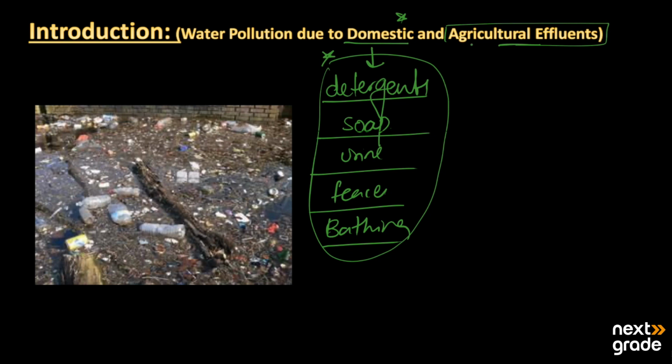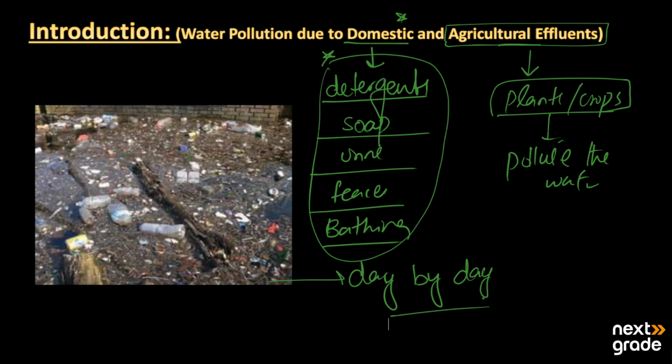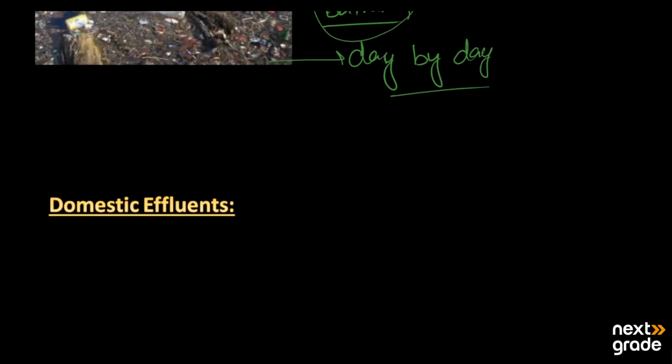Likewise, we also have agricultural effluents, the water that is used for the plants and different crops. It may also be discharged to the lakes and rivers. In turn, it pollutes the water, and water pollution is increasing day by day due to all these causes. So let's discuss this one by one in detail.